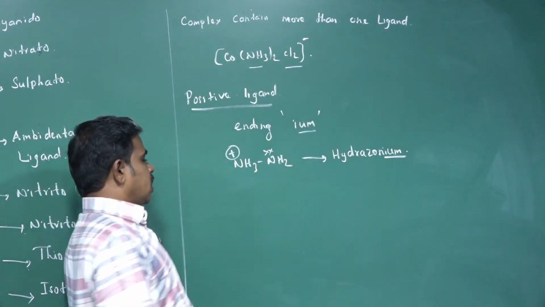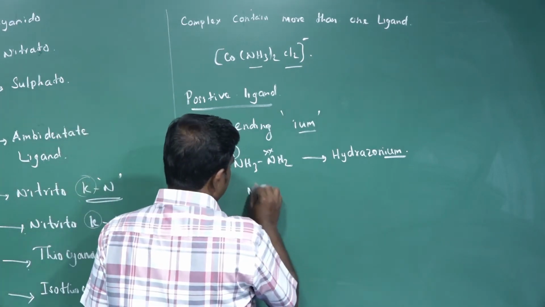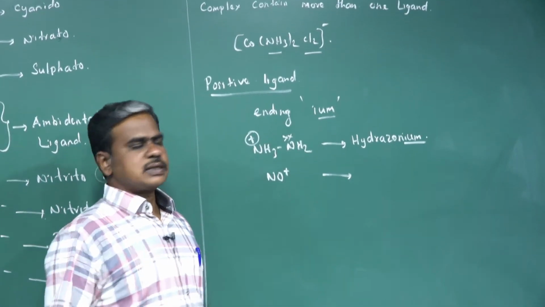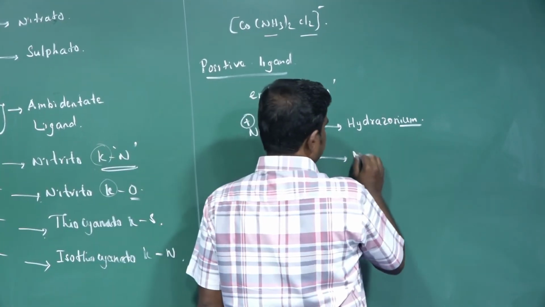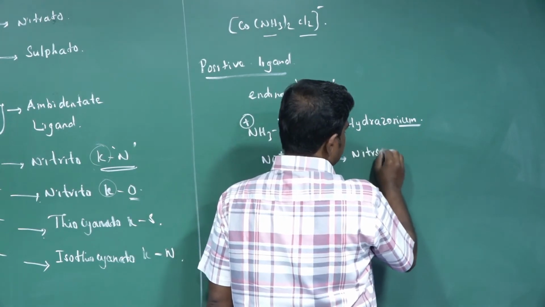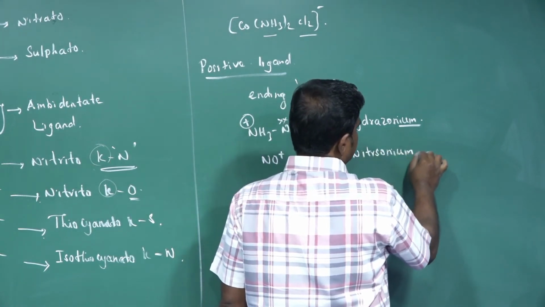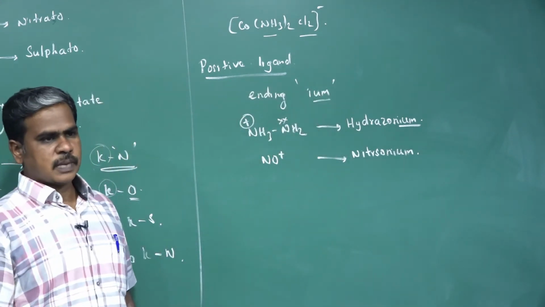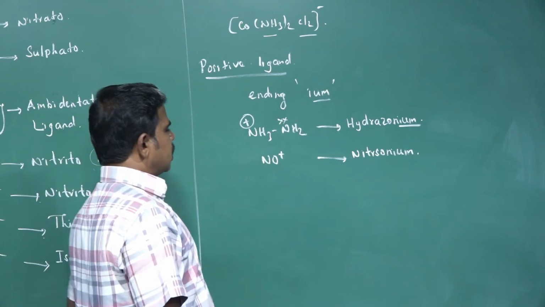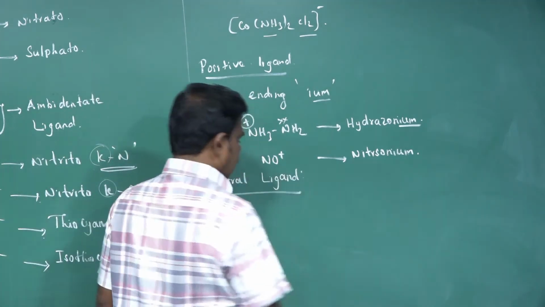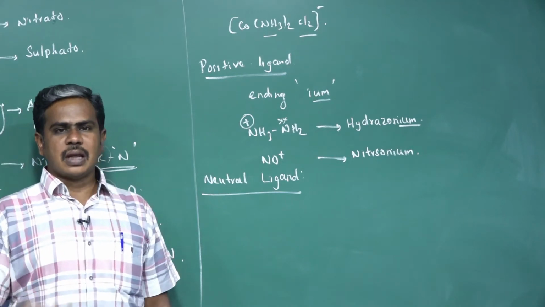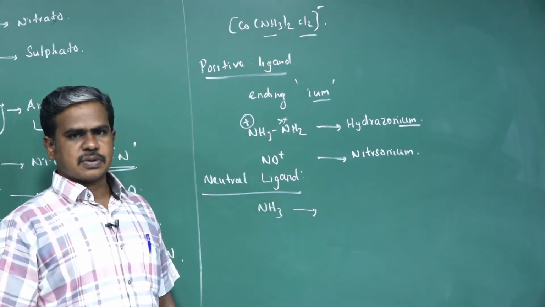Okay, then if we take NO+, it is considered as nitrosonium. So if it is a positive ligand, it ends with -ium. Now we may consider the neutral ligand. For a neutral ligand, we take the molecular name as it is, except for a few exceptions.